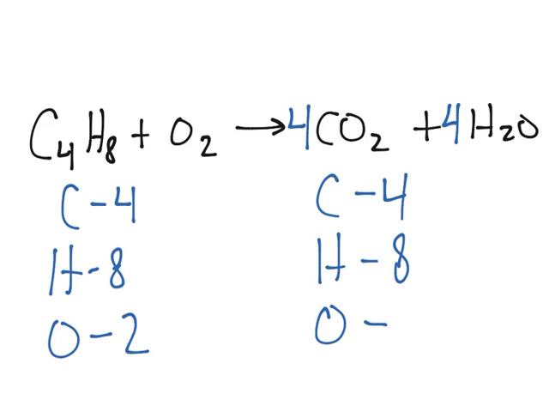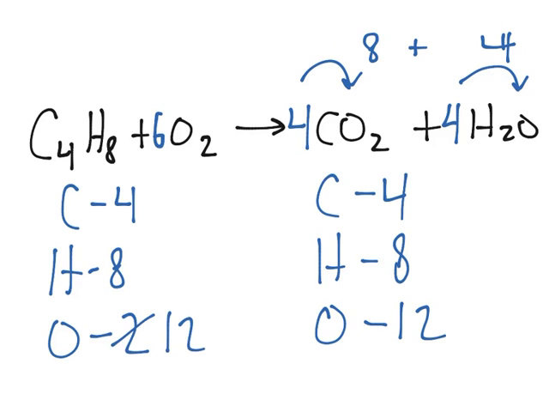On the right, you have 4 groups of 2, so that's 8, plus 4 groups of 1, which is 4 more. So it's a total of 12. So in order to make there be 12 on the other side, you would need to put a coefficient of 6 out front of the oxygen. That makes all of our atoms balance out. No matter was lost in this reaction, so you know you're correct.